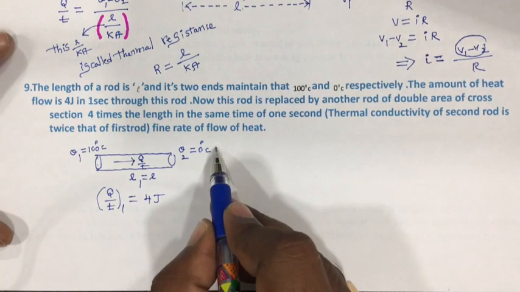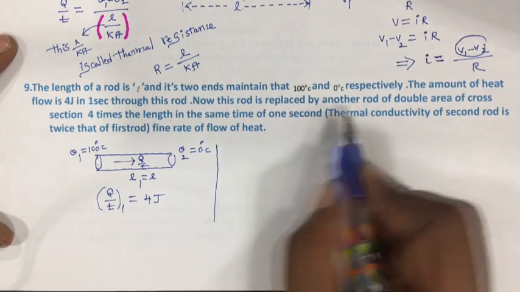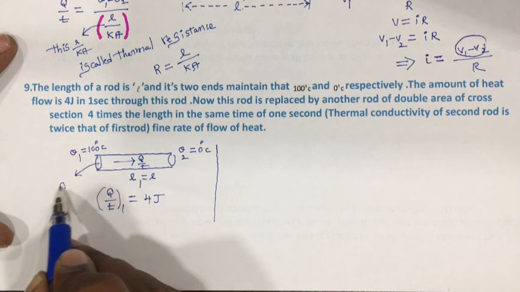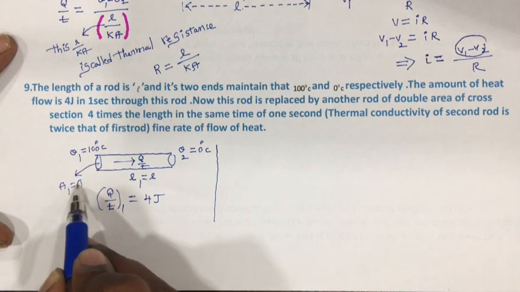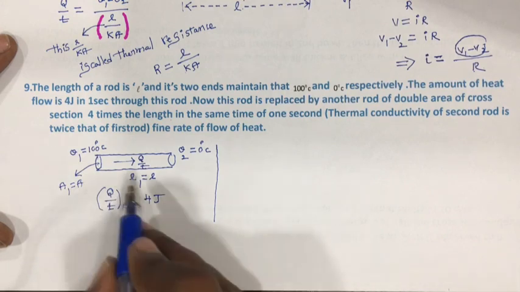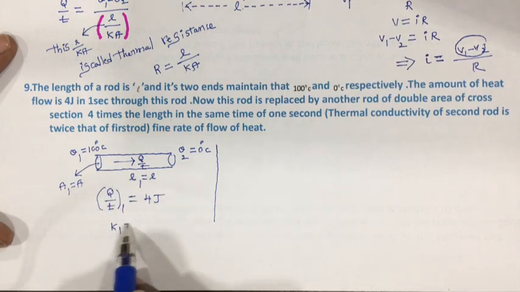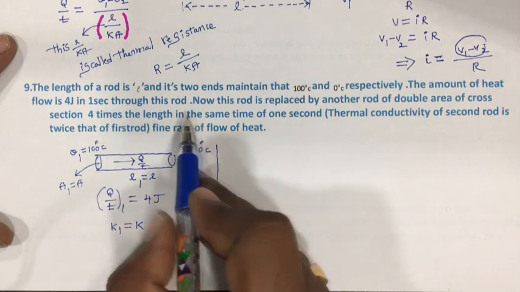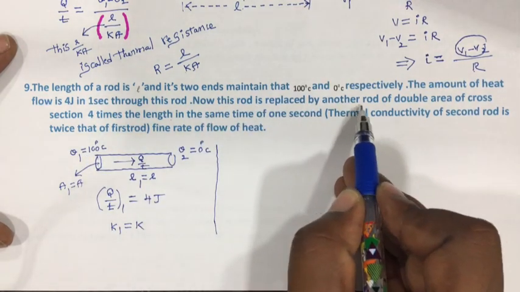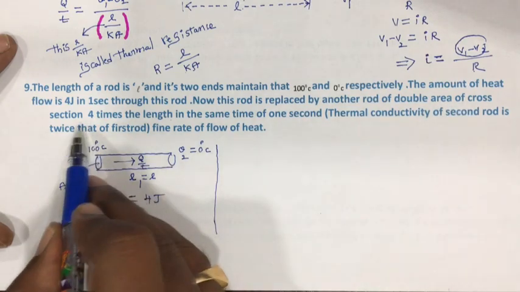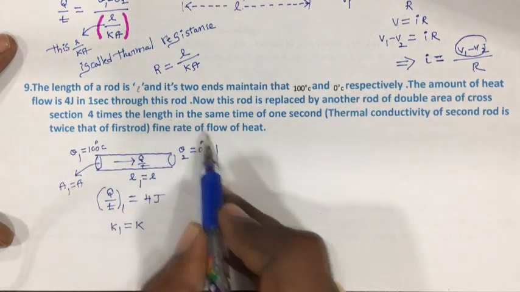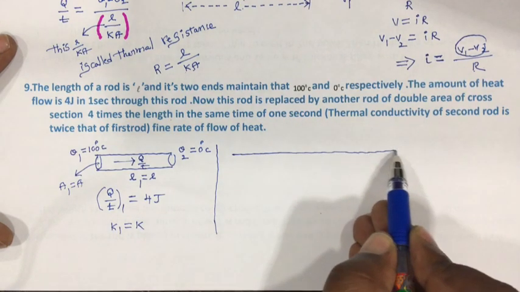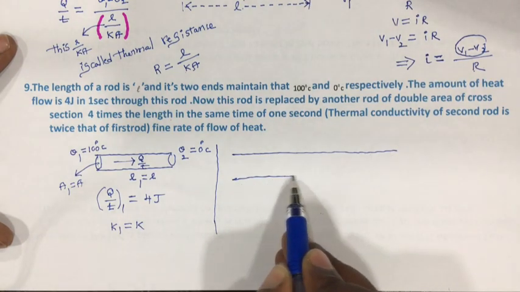Now this rod is replaced by another rod of double area of cross section. Here the area of cross section of this rod A1 is equal to A, its thermal conductivity K1 is equal to K. Next, now this rod is replaced by another rod of double area of cross section, 4 times length, 4 times, so a larger rod.